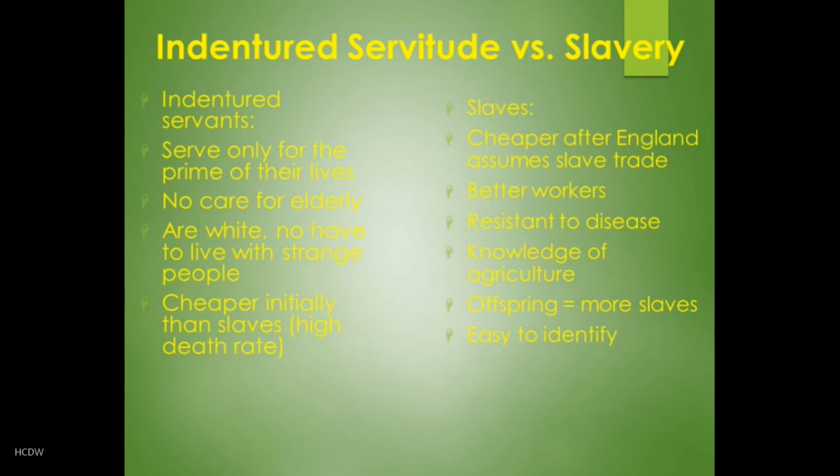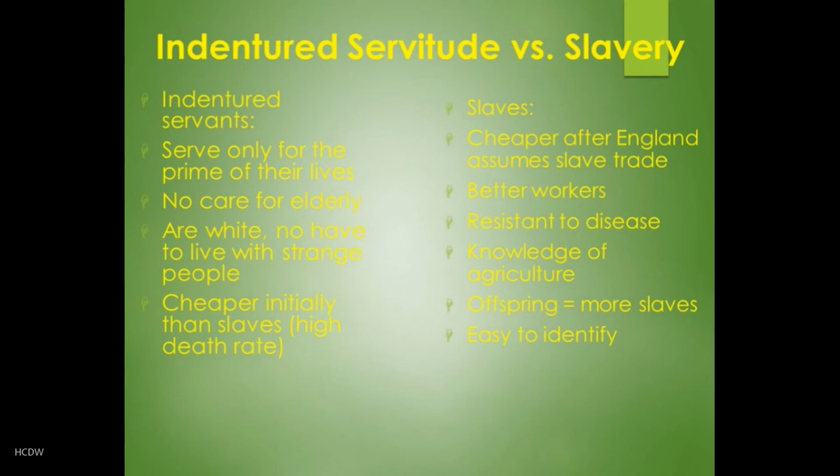Indentured servants, while they did come from different races, were typically white Europeans and often from England itself. So there was not the necessity of dealing with people who might not understand the language, or dealing with people that you didn't understand and they didn't understand you. Initially, indentured servants were a cheaper option.